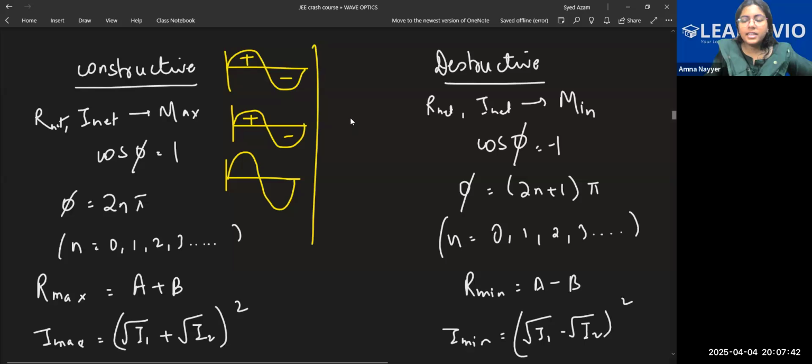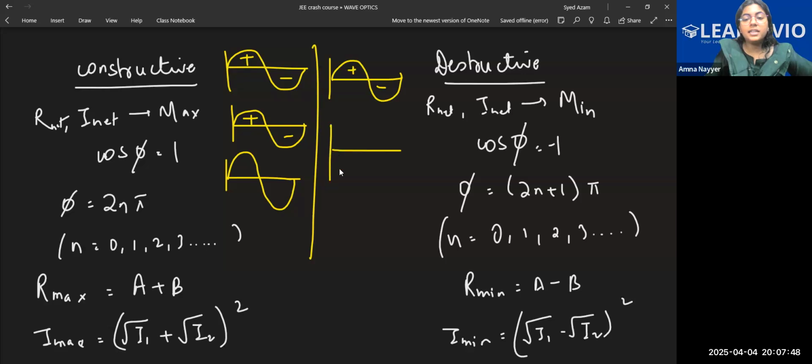In destructive interference, what happens? If a wave is like this, crest and trough, but the other wave is like this, first the trough, then the crest. This is called destructive interference when the waves superimpose each other. Okay, so what will happen? Both are in opposite. They are in opposites. This will result in a lesser amplitude. Everything will be minimum here in destructive interference. Amplitude and intensity will be minimum.